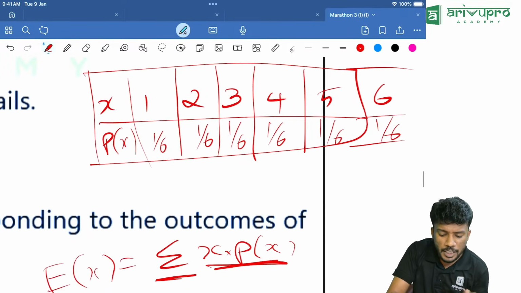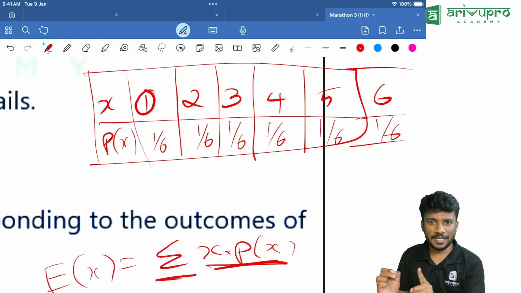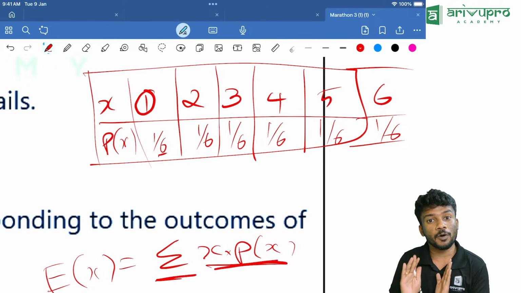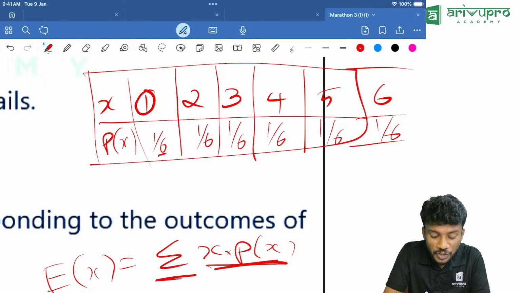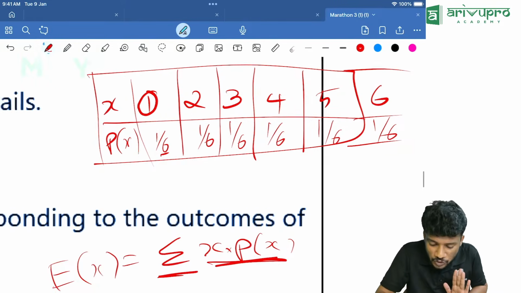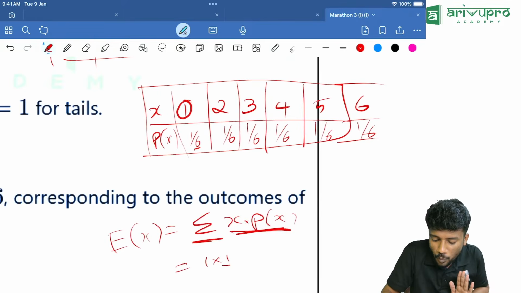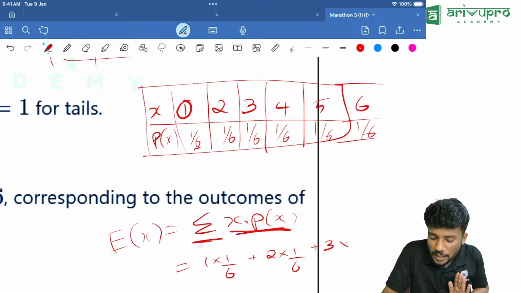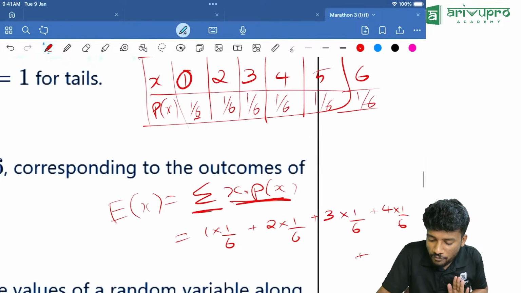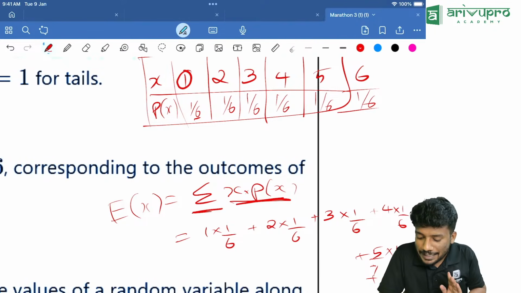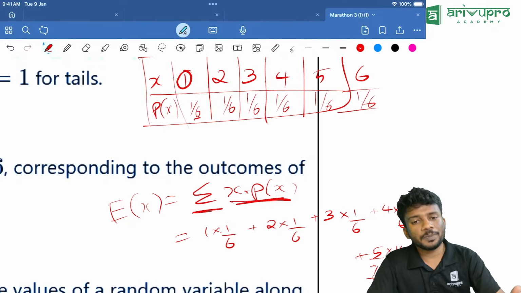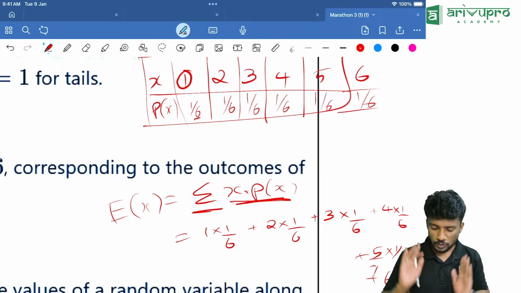Now look here. Individually, we have x values, and corresponding p of x values, or probability of x values, are also there. Now check the x into 1 by 6. Look here. 1 into 1 by 6 plus 2 into 1 by 6 plus 3 into 1 by 6 plus 4 into 1 by 6 plus 5 into 1 by 6 plus 6 into 1 by 6. That is the total value of expectation of getting a number while throwing a die.